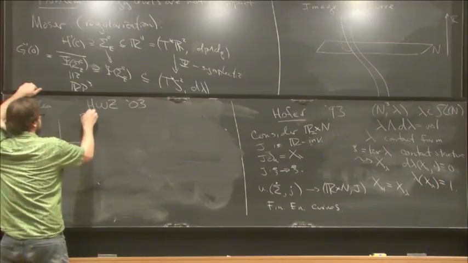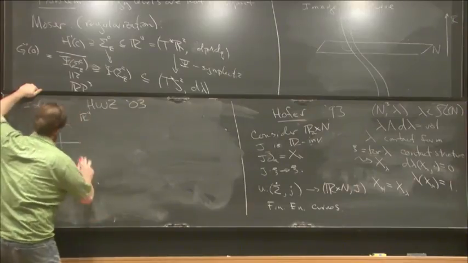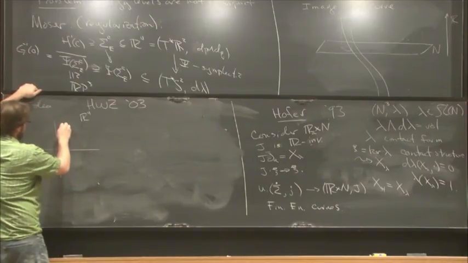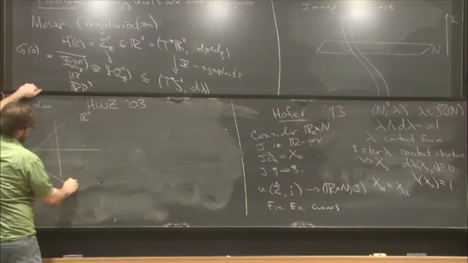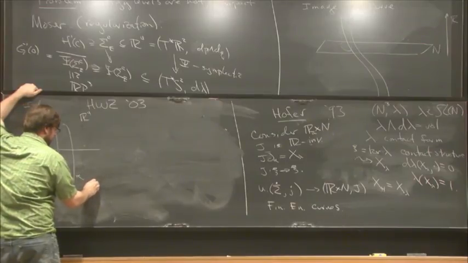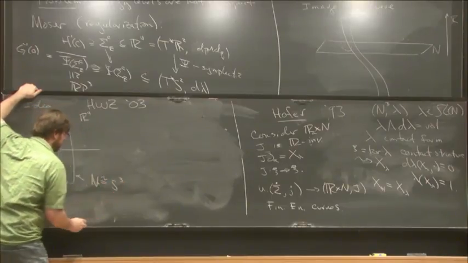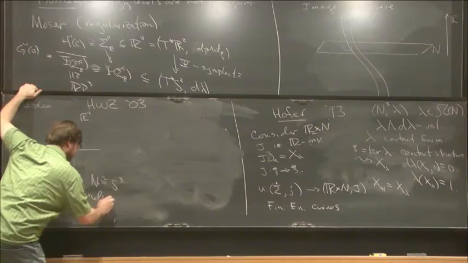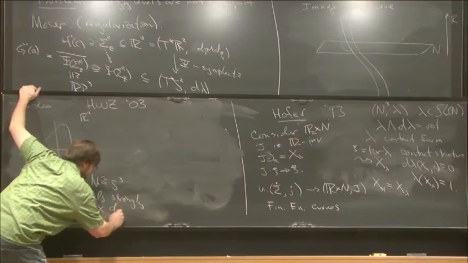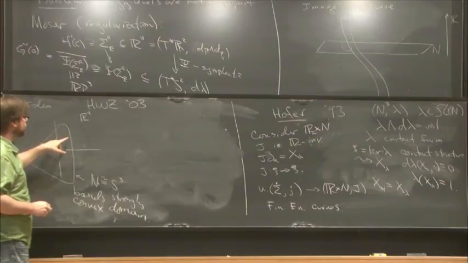On one hand, we have something like R4, and that's a poor picture. Here's R4, and then maybe I'll do something like this, right? So this is meant to be an N, which is an embedded hypersurface diffeomorphic to S3, which bounds a strongly convex domain. Now, it's fairly trivial, once you have the problem set up, to see that this actually is contact type.